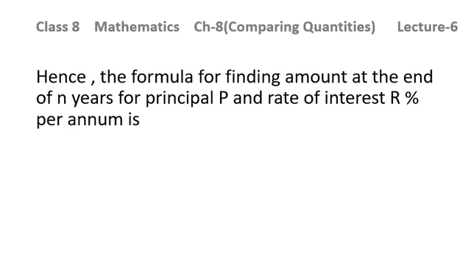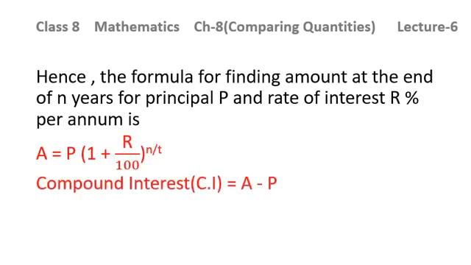So the formula for finding the amount at the end of n years for principal p and rate of interest r% per annum is this formula, which you will be using in the questions. No need to solve it using the derivation. Dear children, I have tried to show you the derivation of this formula. You should know how this formula is derived.